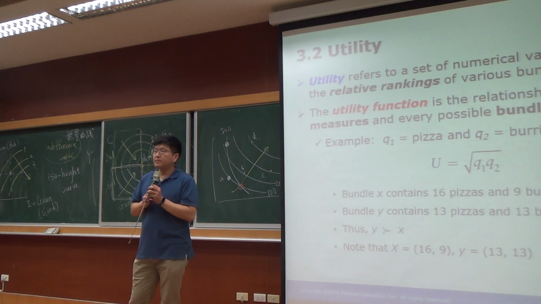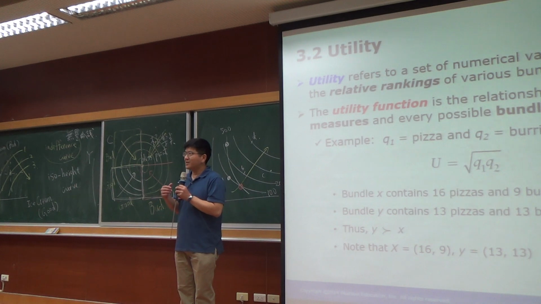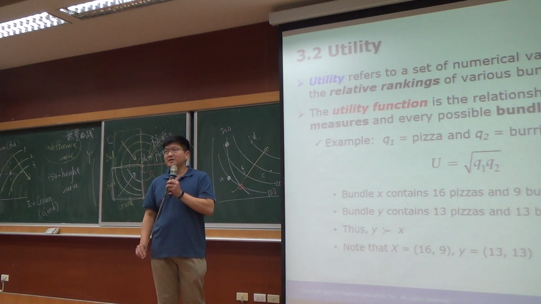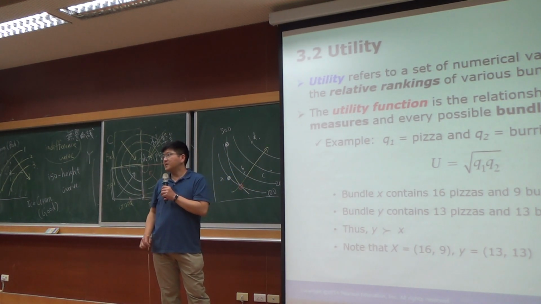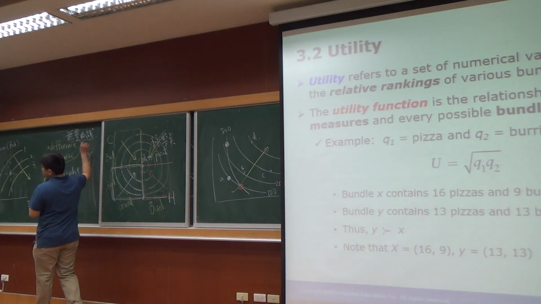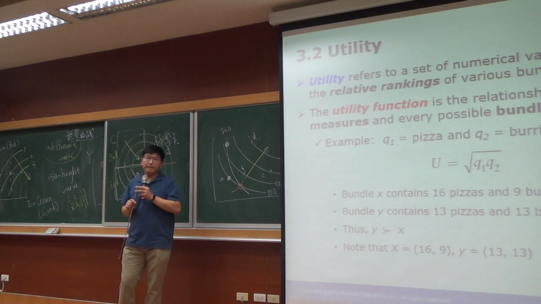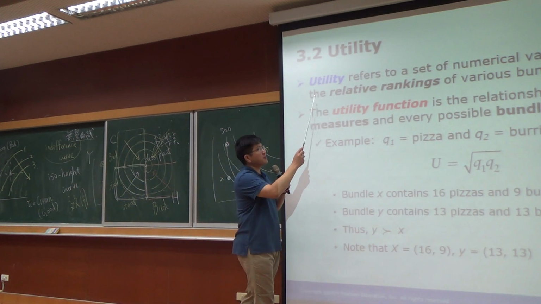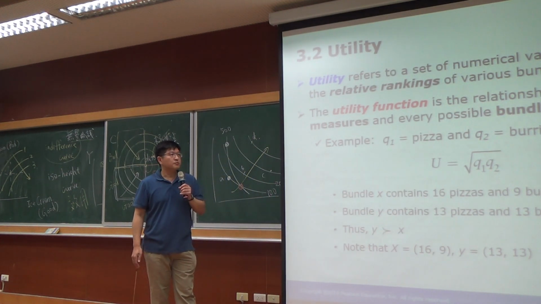So economists came up with something we may use directly with mathematics. So it's more convenient for us, which is utility. Indifference curve, the translation is 微曲线. Utility, 效用, utility. So utility refers to a set of numerical values.